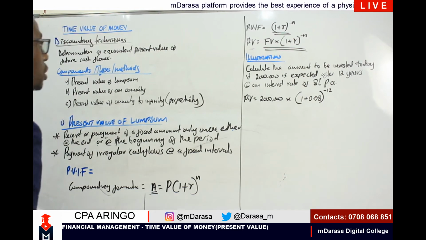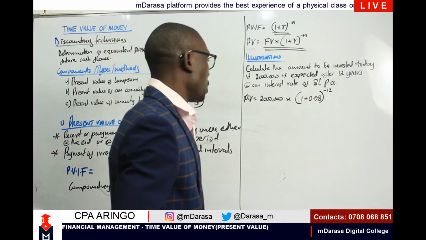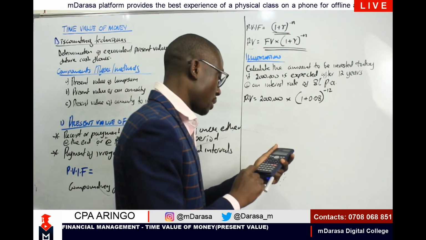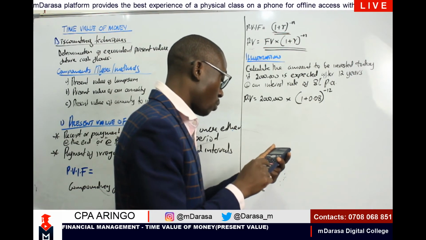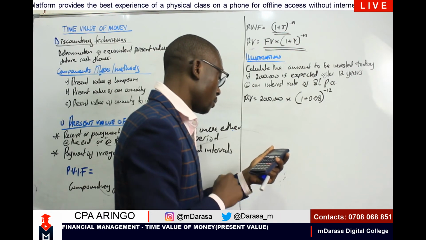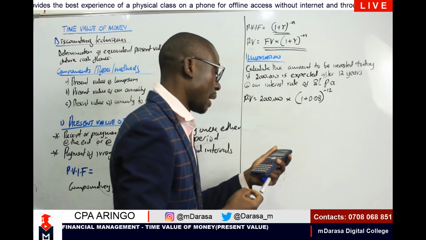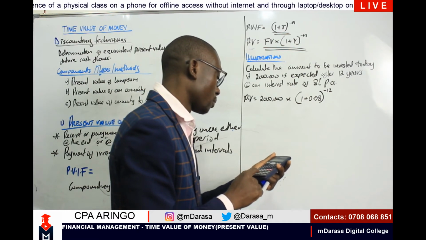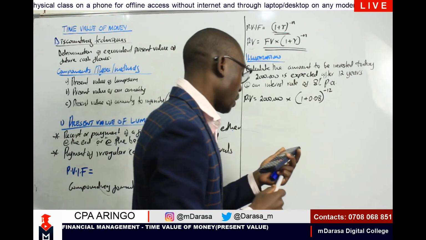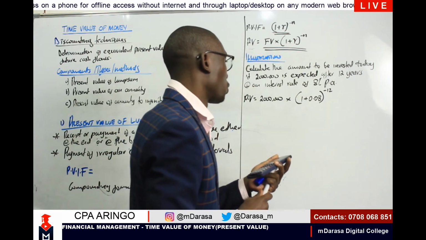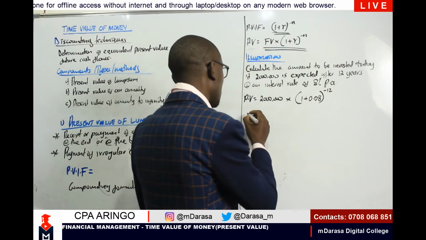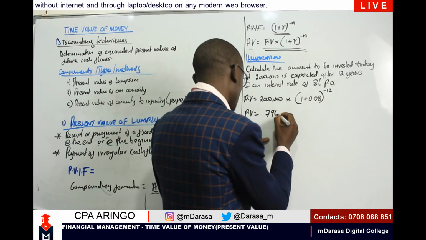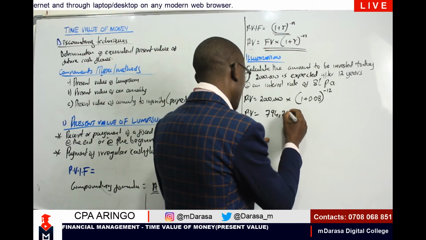First of all, let me work out 1 plus 0.08 raised to the power negative 12. That should give us 0.3971, at least to 4 decimal places, times 2 million. So the amount that we should invest today, my present value, should give us 794,228.